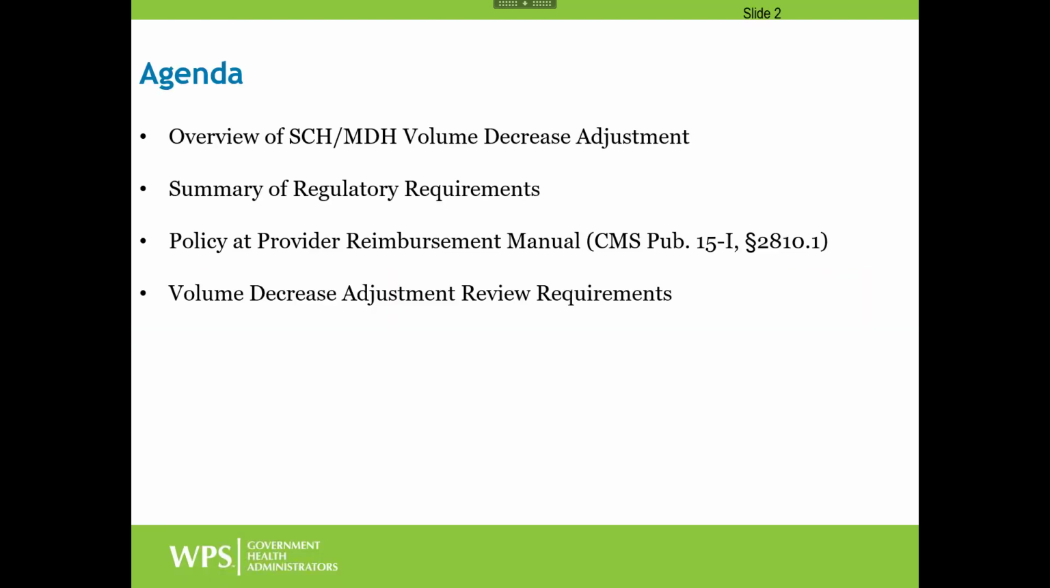So in this video, we're going to be giving an overview of this volume decrease adjustment, what it's for, how to apply for it, and we're going to talk about the regulatory requirements as well as the policy requirements. And then at the very end, we're going to be discussing how we as a MAC review these volume decrease adjustment requests, and therefore what we would be looking for in a submission.